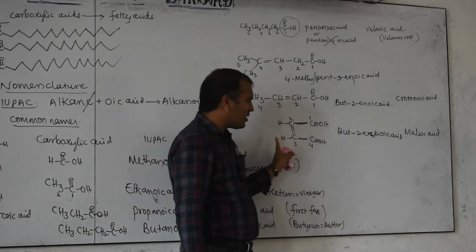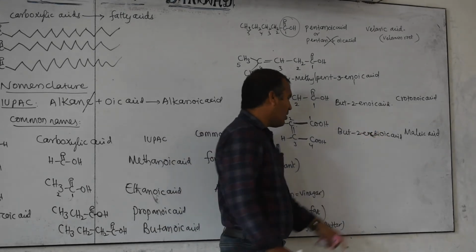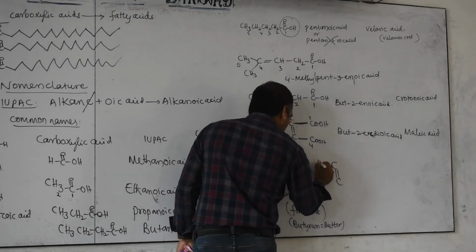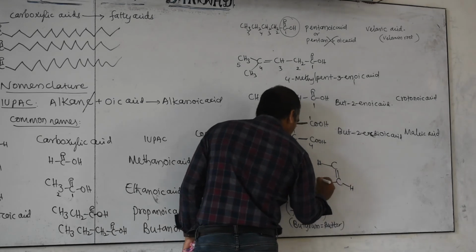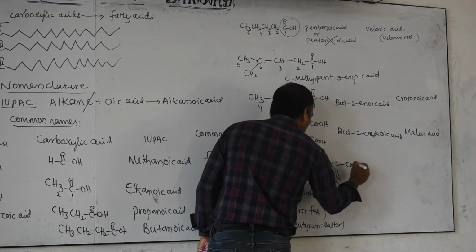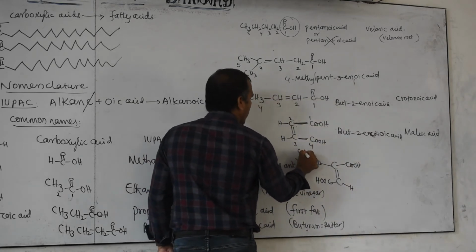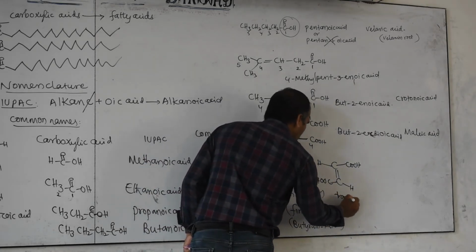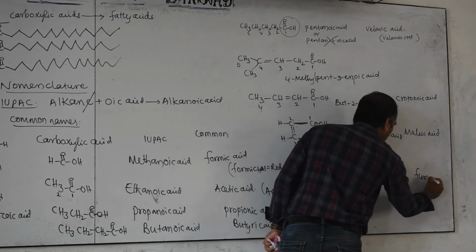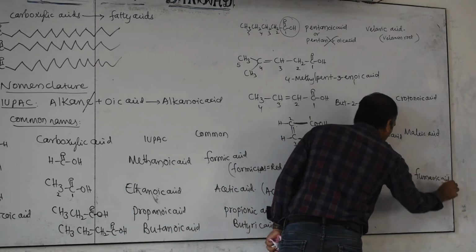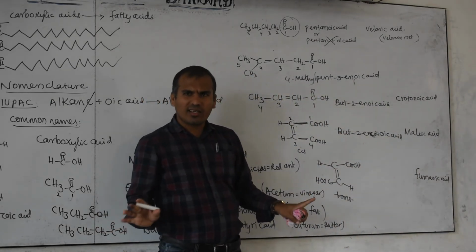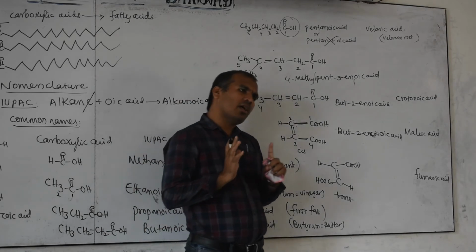This cis form is known as maleic acid. The trans form is also there: C=C, here H, here H, and COOH. This is the cis form, this is the trans form. This trans form is known as fumaric acid. We have to remember this commonly. These IUPAC names are generally not used, only in rare cases, which is why we have to remember the common names.